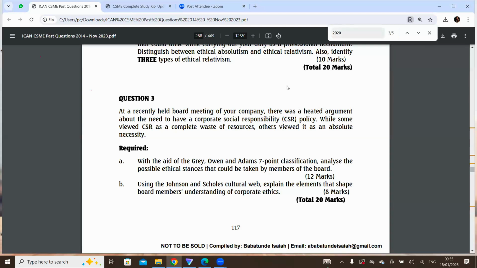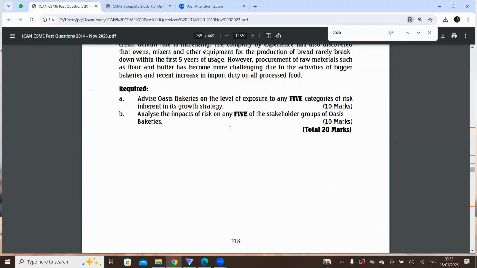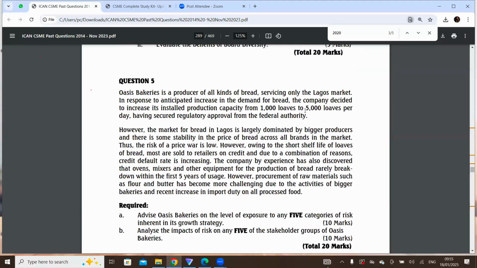Okay, so moving on. Let's do the next diet. That's May 2020, question 5. So you see: advise Ozzy's Bakery on any 5 categories of risks that are inherent in their growth strategy. Ozzy's Bakery is a baker of all kinds of bread, servicing only the Lagos market. In response to an anticipated increase in demand for bread, the company has decided to increase production capacity from 1,000 to 5,000. However, the market for bread is closely dominated by bigger brands, and there is some stability in price across the brands.